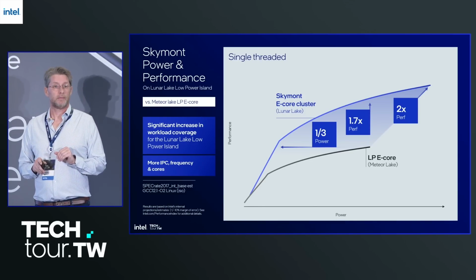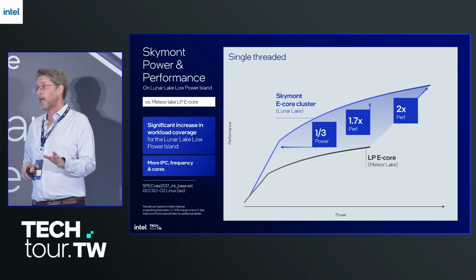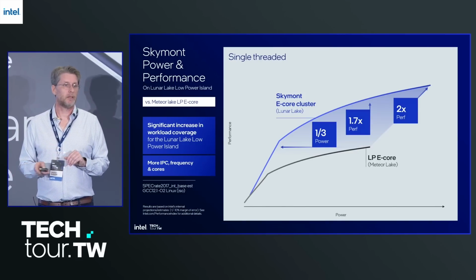Now that's ST. I mentioned we've got more caches, more bandwidth, and we doubled the core count. So let's look at MT.